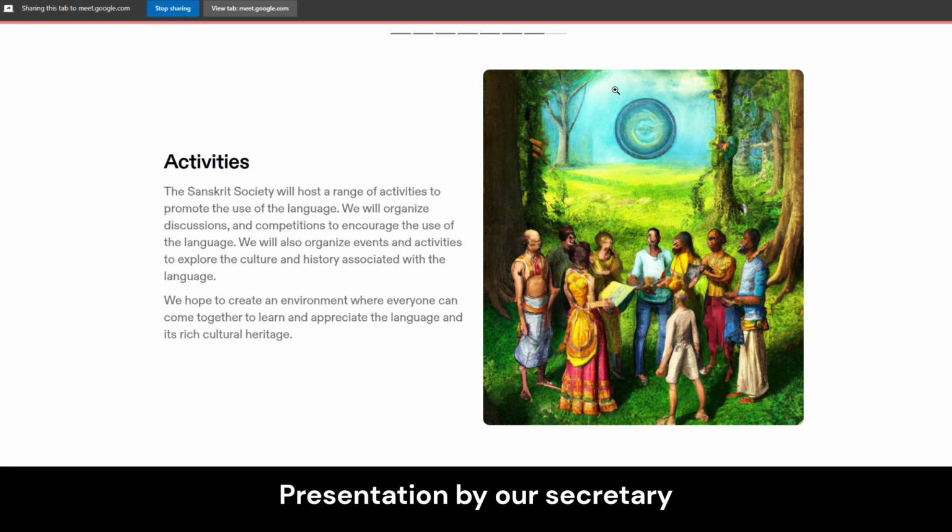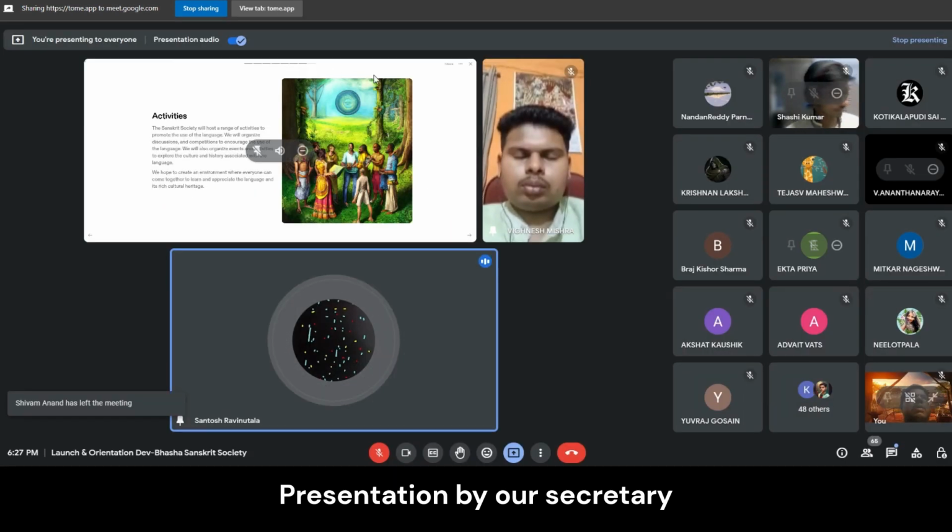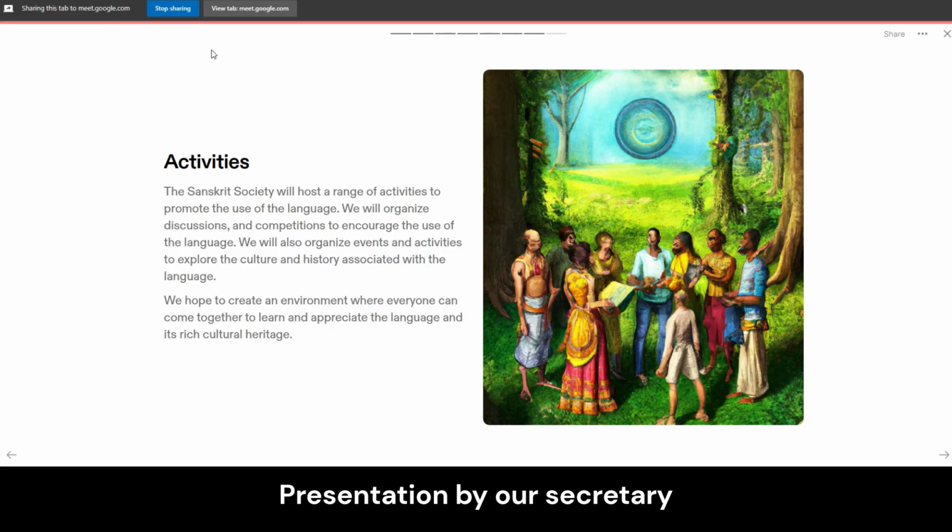Besides this, we will also organize events and activities to explore the culture and history associated with the language. Like we all know, many people might know, Ramayana and Mahabharata and many other things were scripted in this language. So there is a difference if we go through these scripts in some other language, and if we go through this in the native language. There is the difference, and we want our participants or the club members to understand that difference, where you can actually appreciate the language and the concept of these books which were actually written in Sanskrit too.